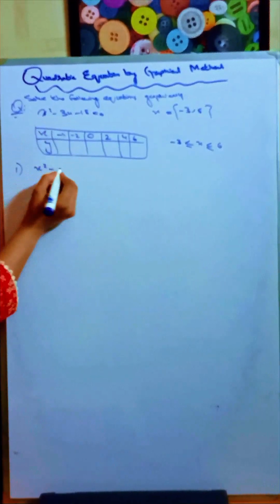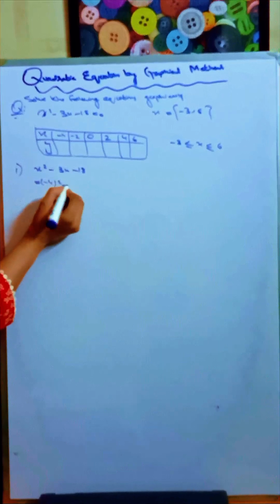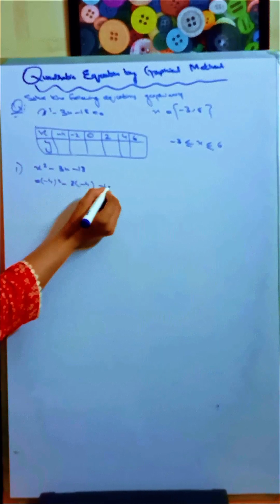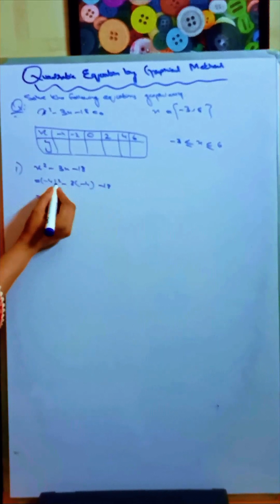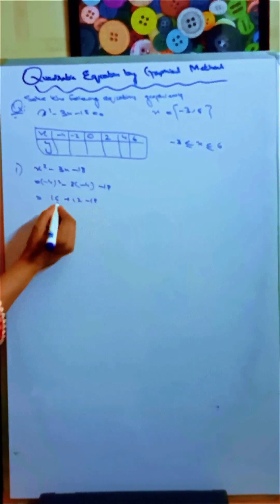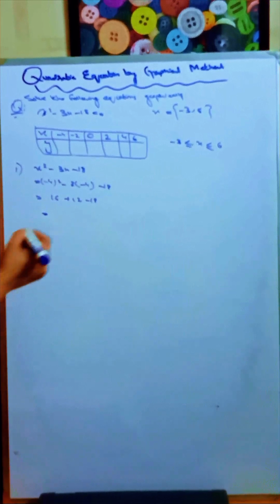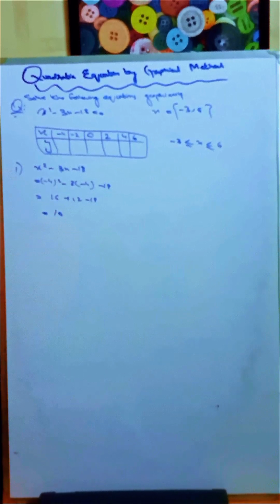Alright? Now the first part, equation x square minus 3x minus 18. Now, put the value of x as minus 4 in the equation. Minus 4 squared is 16, minus 3 times minus 4 is plus 12, minus 18. 16 plus 12, what will it become? 28, minus 18, that is 10. Alright, so if x is minus 4, the value of y is 10. You got it?